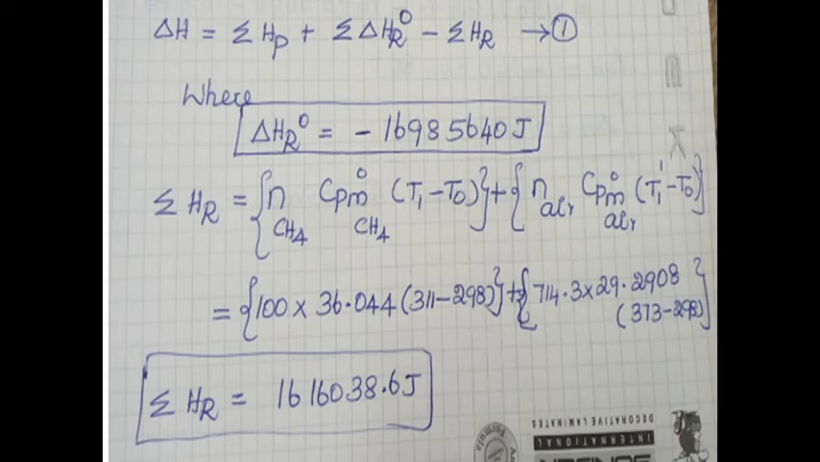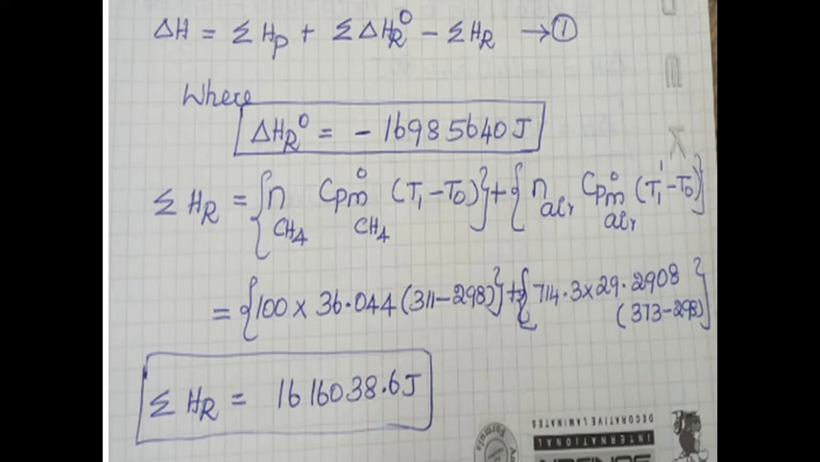So number of moles of methane is given data. This is entering into the reactor, 100 mole. Substitute here. Cp m dot methane is the given data. Refer the problem. You should take that value. Substitute here. T1 is given, 311 Kelvin. T0 is the reference temperature, 298 Kelvin. Plus number of moles of air. This is air supply. This is also a calculated value. You take that value. Substitute here.